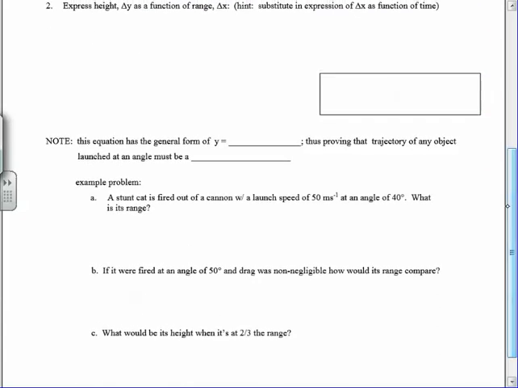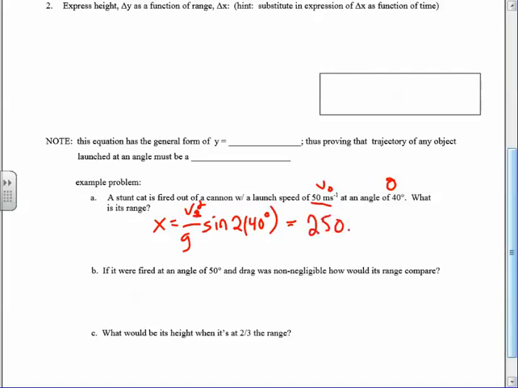Let's say a cat is fired out of a cannon with a launch speed of 50 meters per second, right, at an angle of 40 degrees. What's its range? I can now do that in one step. Whoops, that should be v squared all over g sine, and I'm going to put in 2 times 40 degrees. So really the sine of 80. So if you're in degree mode, you punch that out, you get around 250 meters.